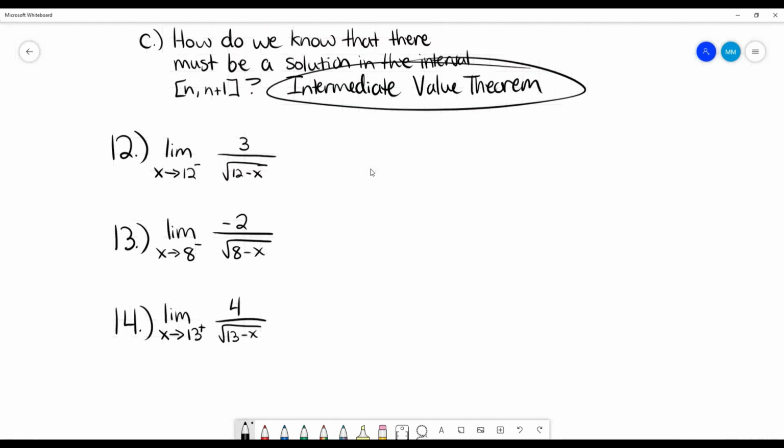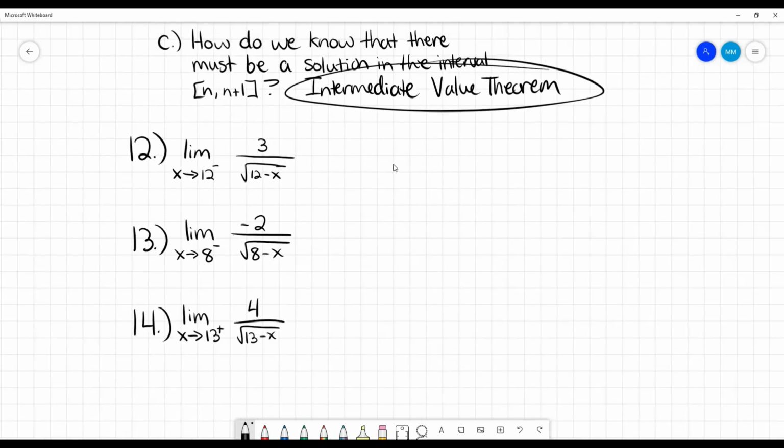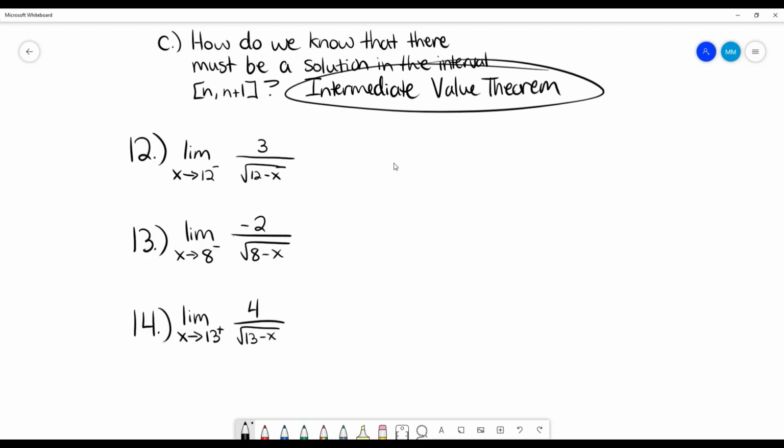All right, and now we are in our home stretch. Just got 3 more problems to do, and they're all pretty similar. So let's go ahead and look at number 12. So we want to find the limit of this function as x approaches 12 from the left. So as x approaches 12 from the left, which means we're going to be looking at values less than 12, right? So thinking about that, if I'm plugging in values less than 12, getting closer and closer to 12.